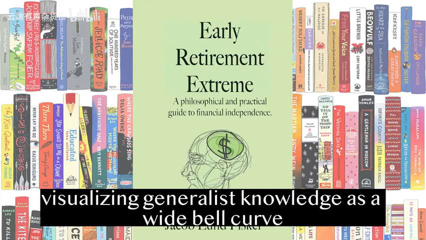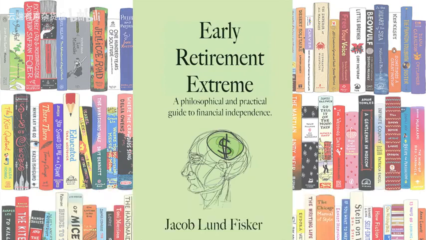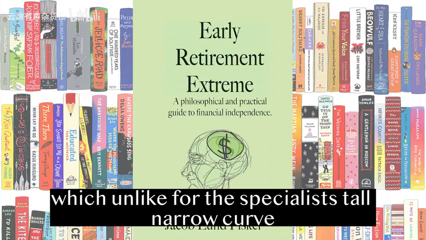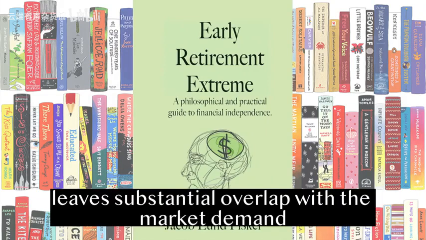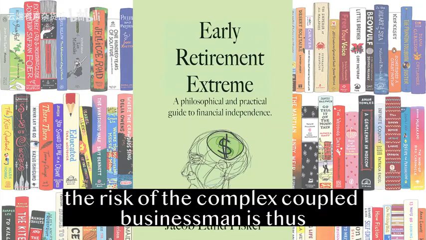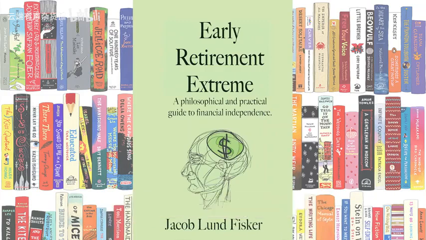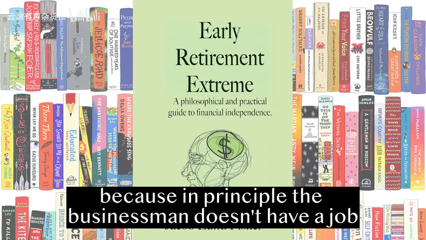Visualizing generalist knowledge as a wide bell curve, this situation would correspond to shifting the generalist curve a bit, which, unlike for the specialist's tall, narrow curve, still leaves substantial overlap with the market demand. The risk of the complex coupled businessman is thus not of losing his job, as it is for the specialist, because in principle the businessman doesn't have a job.